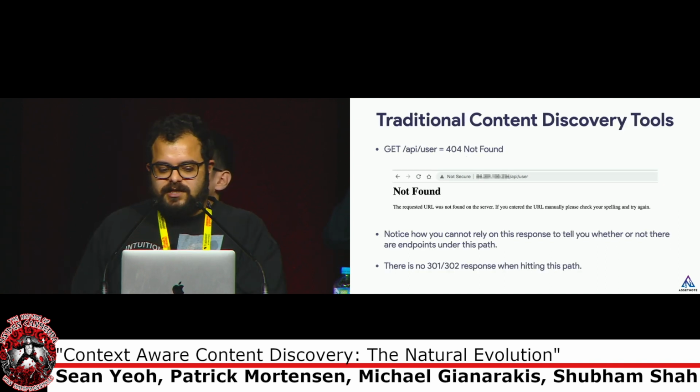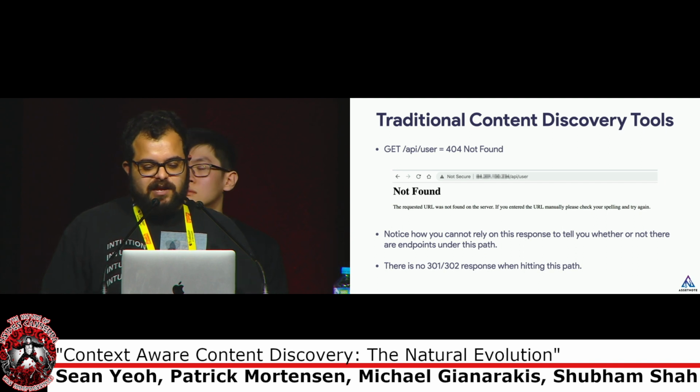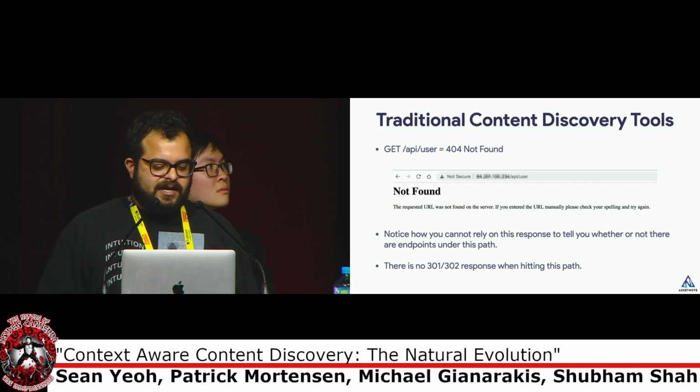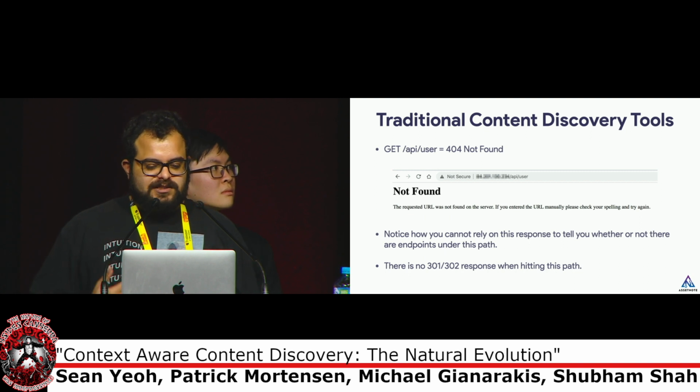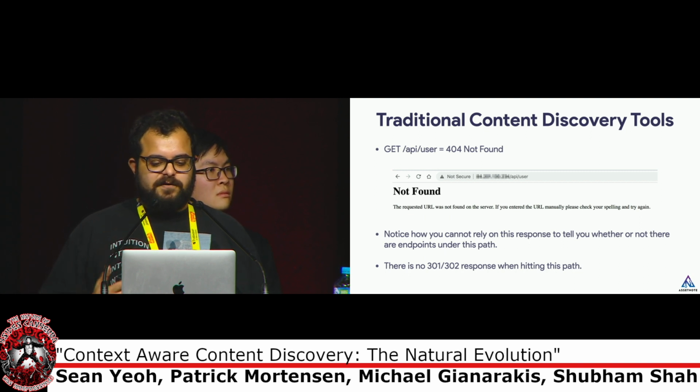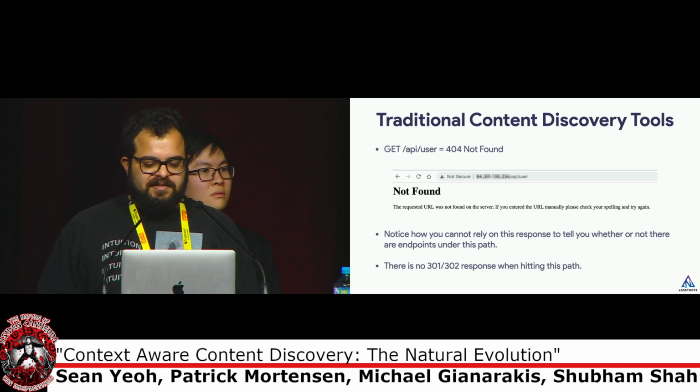Another example is where you hit /api/user, and that gives you a 404 not found, because that's all you had in your word list. You didn't have anything else beyond that. But you notice how on this path, you can't rely on the response to tell you whether or not there is a further directory down. You don't know that there's something after /api/user. There's no 301 or 302 response when hitting this path.